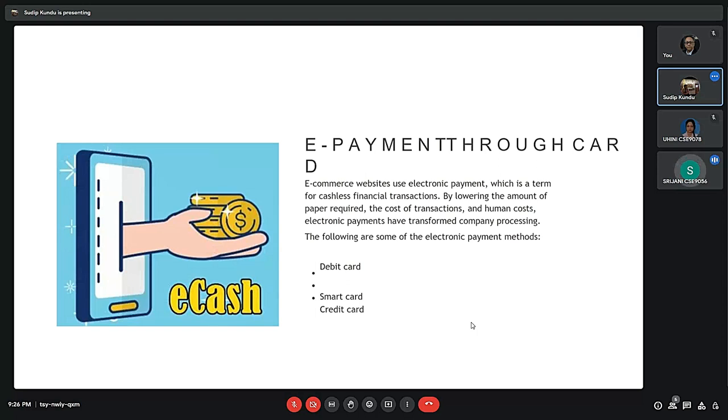Yes, as my friend has discussed, electronic payment is very user-friendly and less time-consuming than manual processing. So it helps the organization to expand its market reach. The most popular way of e-payment is through cards, and the three most popular cards which we are using in our daily life are debit card, smart card, and credit card. Next slide.